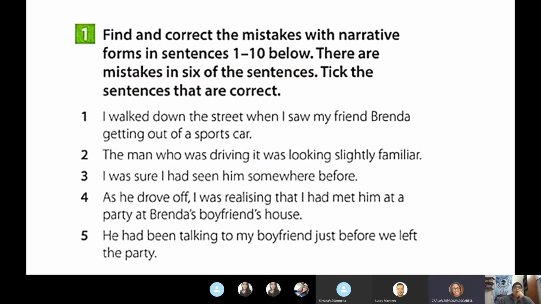I was walking down the street when I saw my friend Brenda getting out of a sports car. Yes, that is correct. Yes, I was walking. That was in progress when I saw my friend Brenda getting out of the sports car. Okay, that action interrupts the other. So, the man who was driving it was looking slightly familiar. Think about it. The man who was driving it was looking slightly familiar.